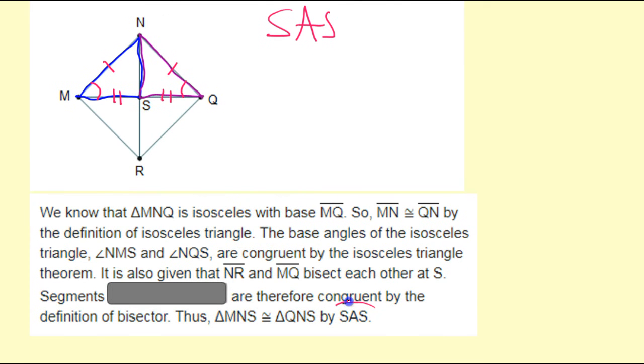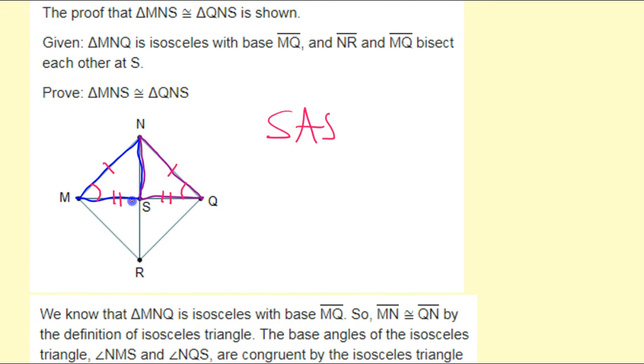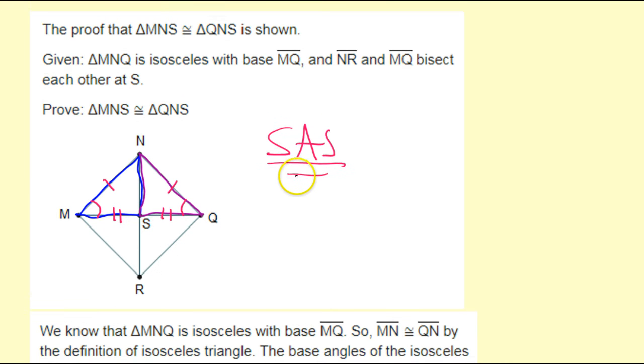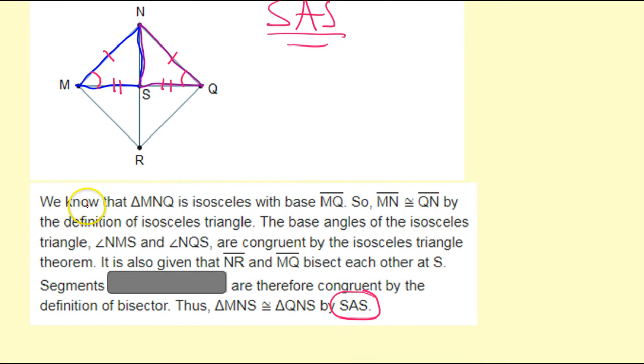Another reason why I know that is because if I look ahead to the bottom line of the proof, they say thus the triangles are congruent by side, angle, side. And we already had a side and an angle, so this is the other side that we need to complete side, angle, side. Okay, so let's follow that throughout the proof. We know that triangle MNQ is isosceles with base MQ, because that was given.